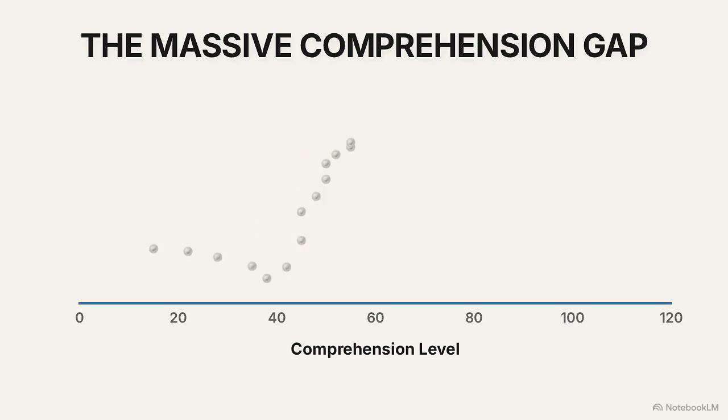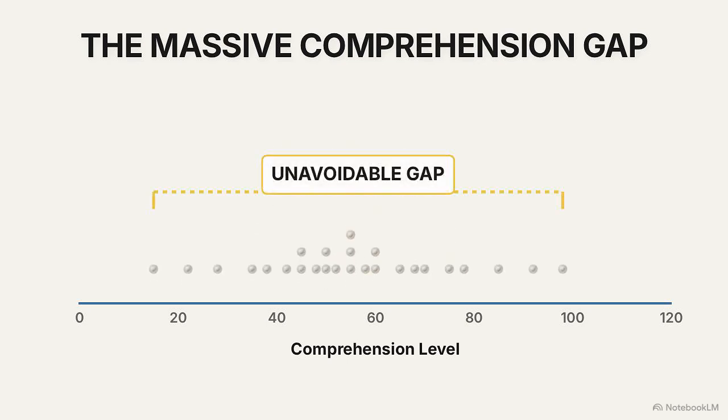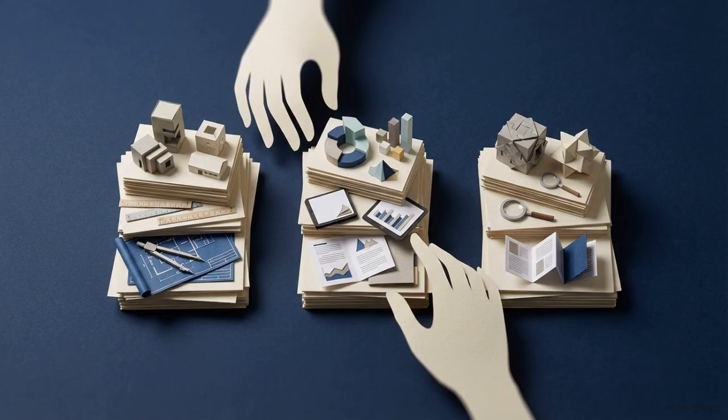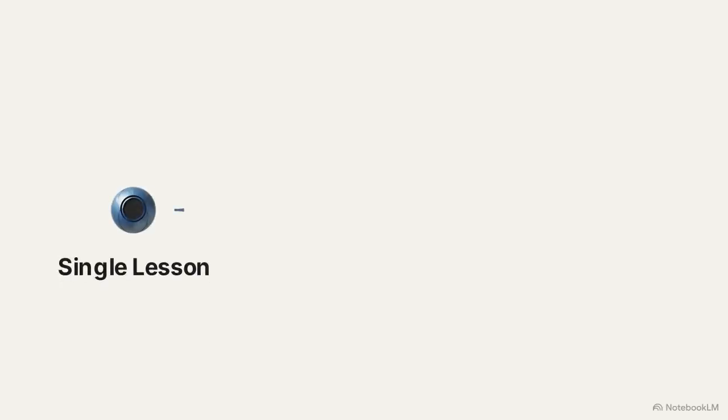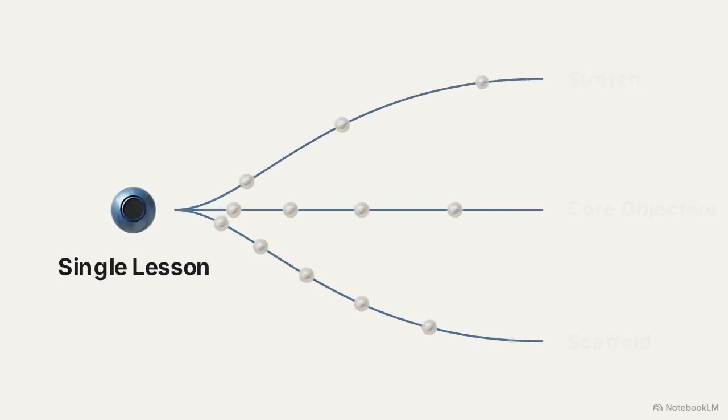Every single classroom contains a massive, unavoidable gap in student ability and comprehension levels. The industry's standard solution to this problem is called differentiated instruction. This is the practice of adapting a single lesson to cater to the distinct needs of all learners simultaneously.